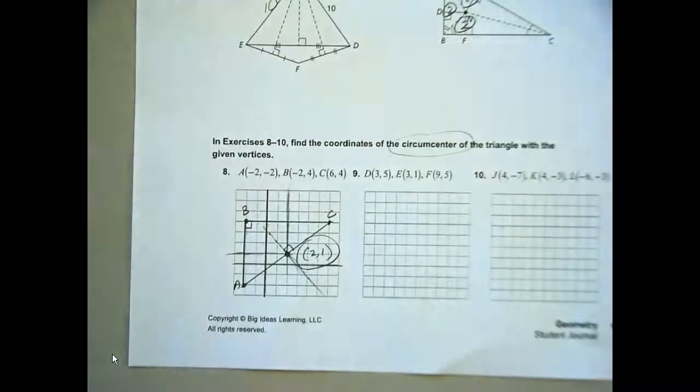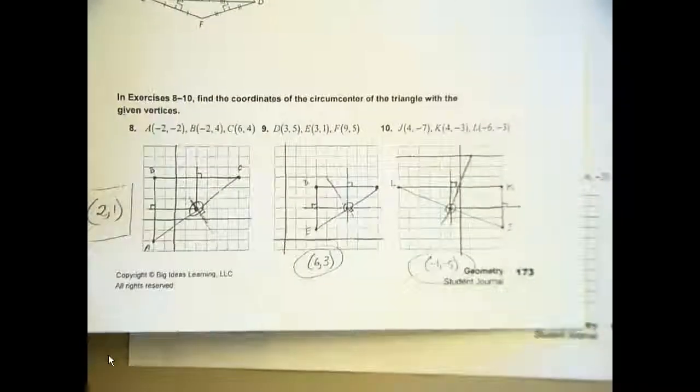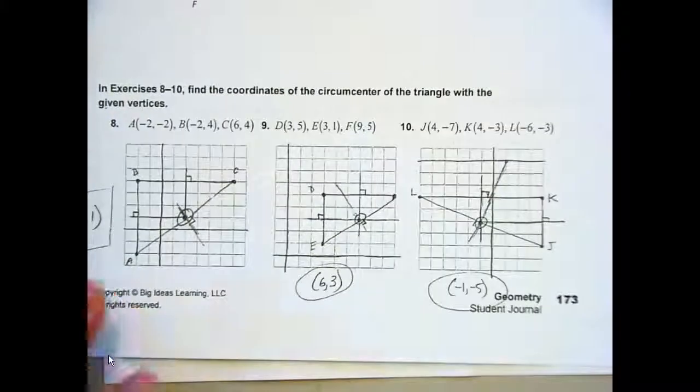All right. For those of you who did the other two triangles, there they are: 6, 3, and -1, -5.